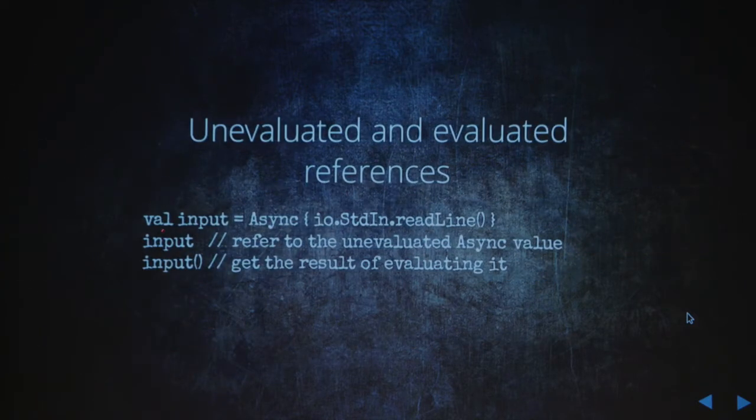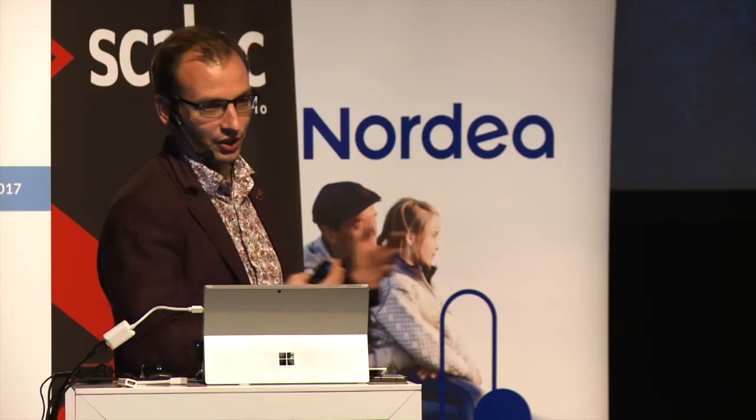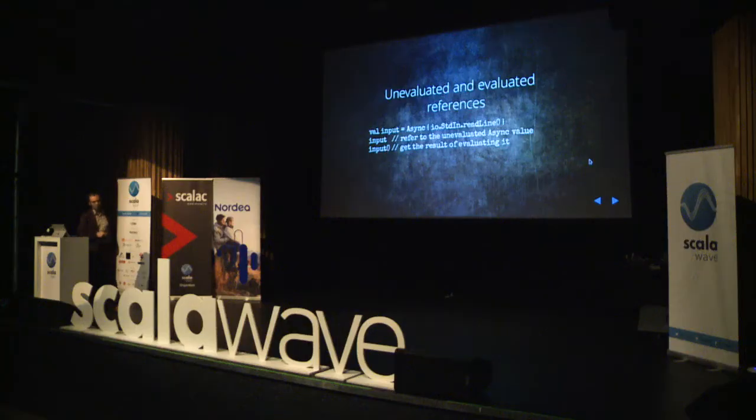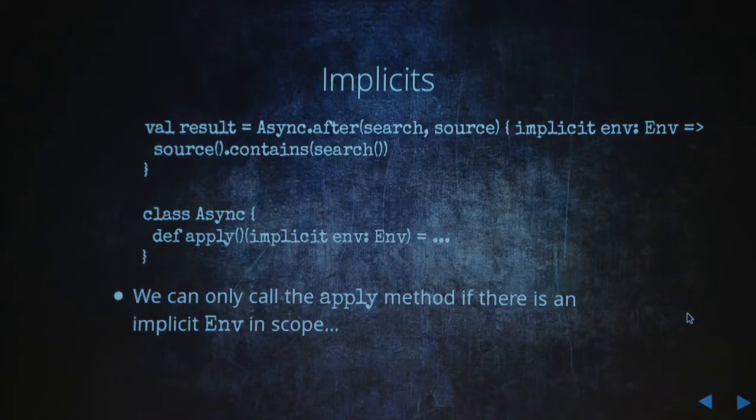Now, you might have noticed that async values, like this one, we can refer to them without the parentheses or with the parentheses. Without the parentheses, we're just referring to the async value. It's been assigned to a val. It doesn't start evaluating. But if we want to get the actual result out of it, then we put the parentheses there, and it will return the result. And it will return the result without blocking, because we've got these guarantees.